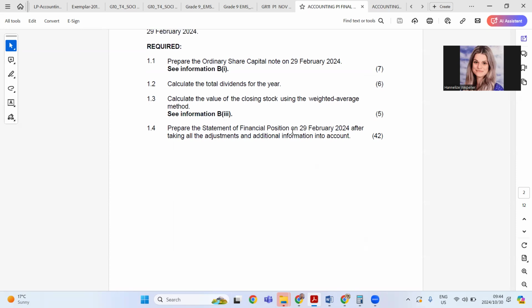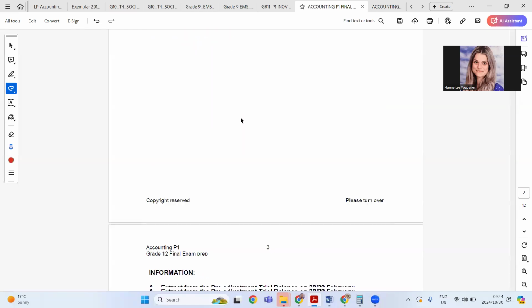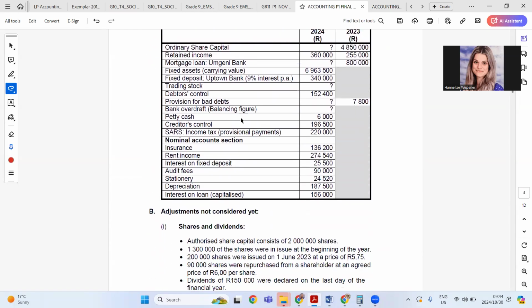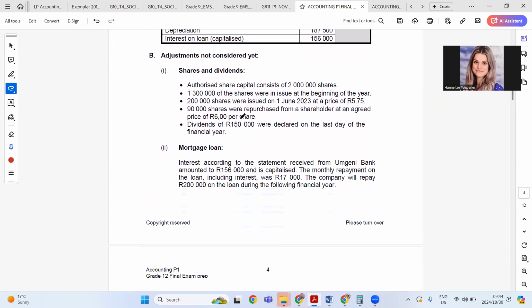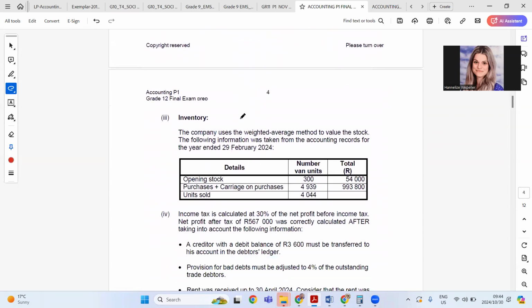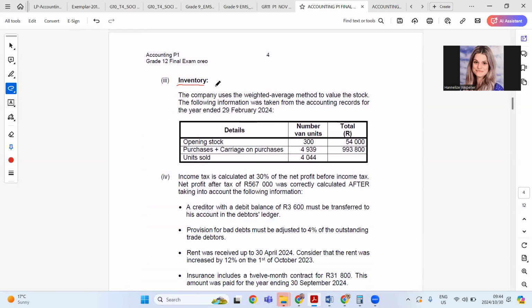One of the questions I had is how to calculate the value of the closing stock when you get that in your SOPI. So, calculate the closing stock using information B3. We will go down to information B3 and ignore all of the other information for now.